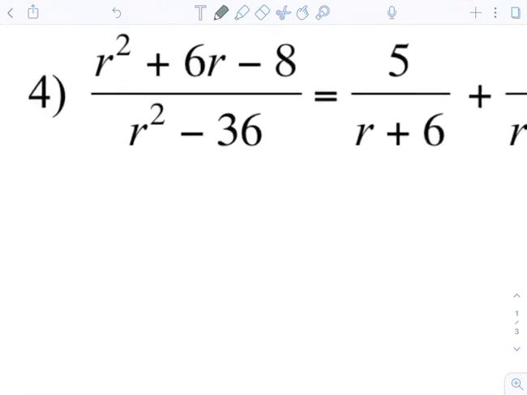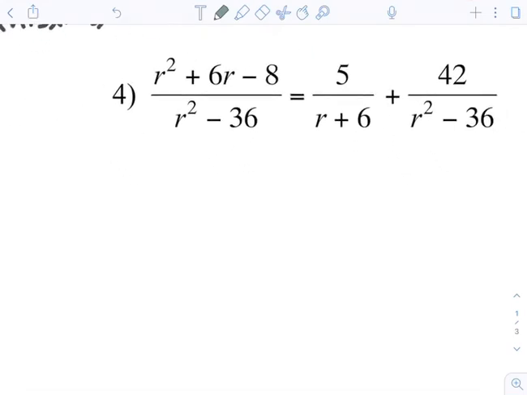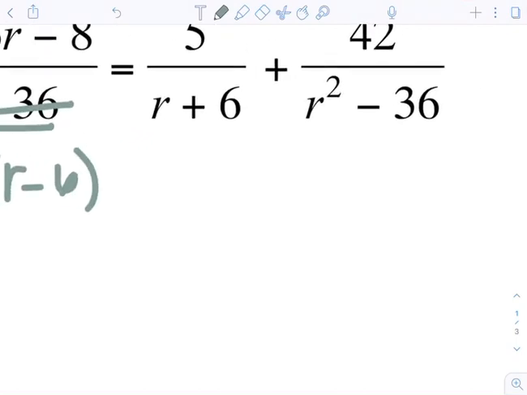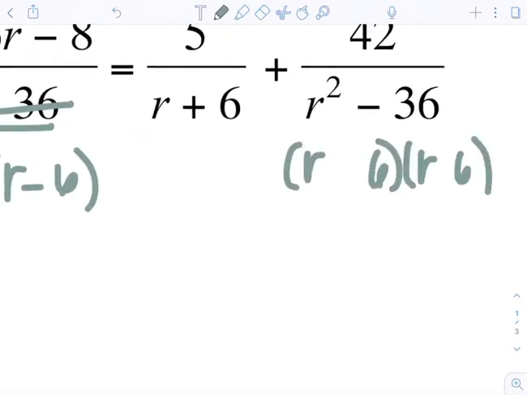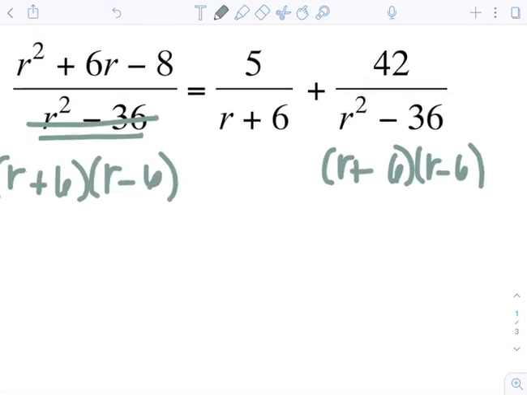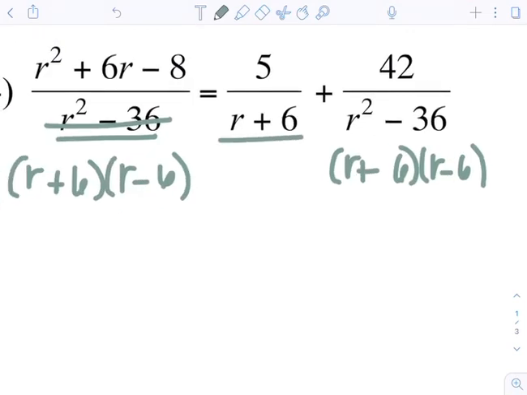Okay, number 4. Before I find the common denominator, you have to factor. So this is a difference of two squares right here. So r and r, the square root of 36 is 6, one's plus, one's minus. Same thing over here: r and r, 6 and 6, one's plus, one's minus. Well, this one has an r plus 6.